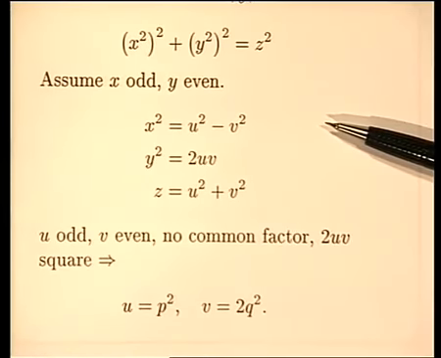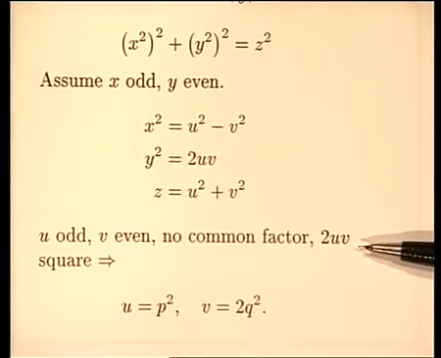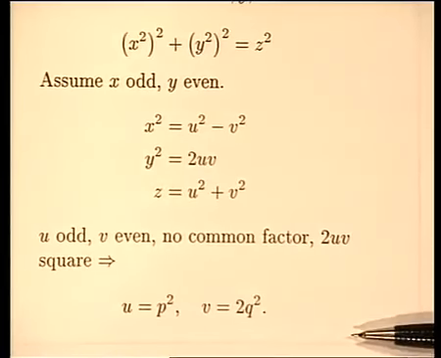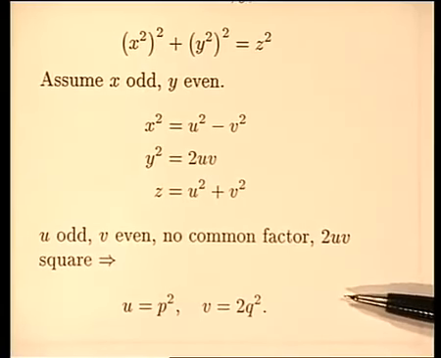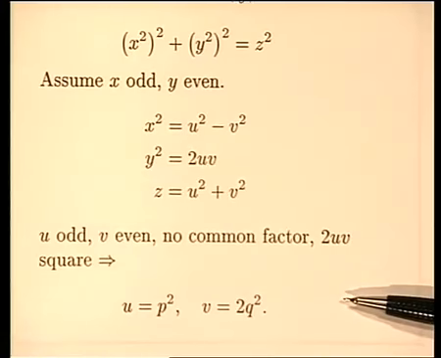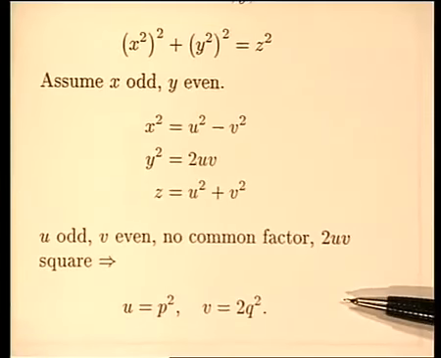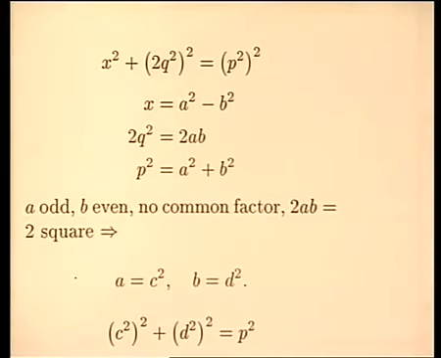Y squared must be expressible in the form 2uv, and z must be of the form u squared plus v squared. We can assume that there is no common factor in u and v, since a common factor in u and v would be a common factor in x, y, and z, and we could divide through by it. And then the fact that 2uv is a square, and u and v have no factor in common, means that u must be a square, say p squared, and v must be twice a square, say 2q squared.